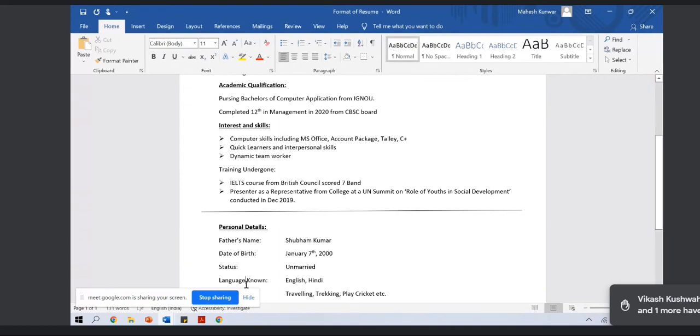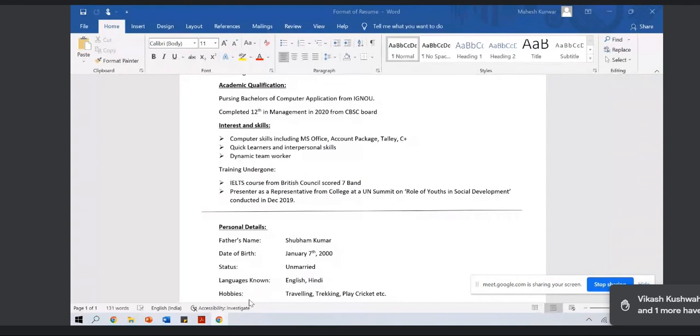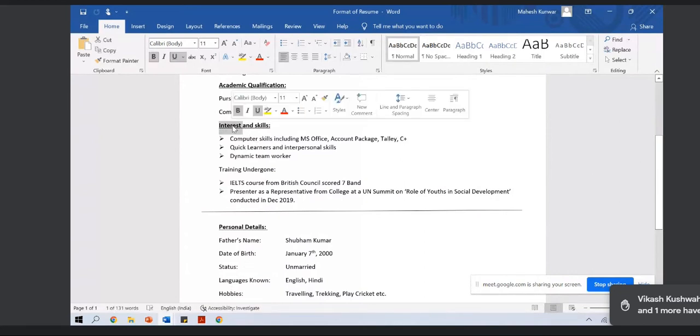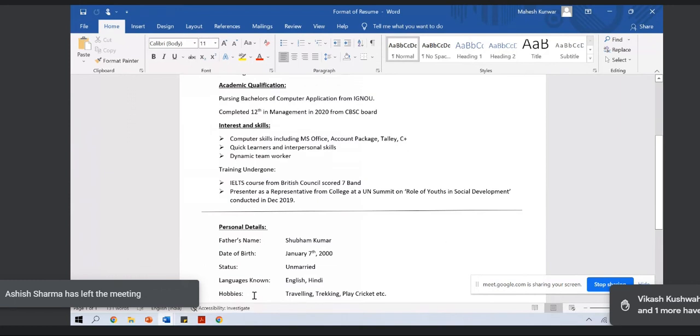I have mentioned two, so you have to mention your languages known, English, Hindi, and your interests or your hobbies. And here I would like to tell you one more thing. In hobbies, I have mentioned traveling, trekking, playing cricket. Above, I again mentioned the interest. See, each topic has a different meaning. Interests and hobbies are somehow similar. Most of the time, interest and hobbies are similar. Your interest may be my hobby, and my hobby may be your interest.